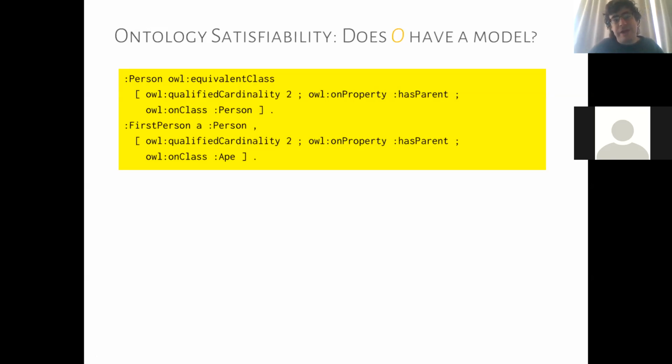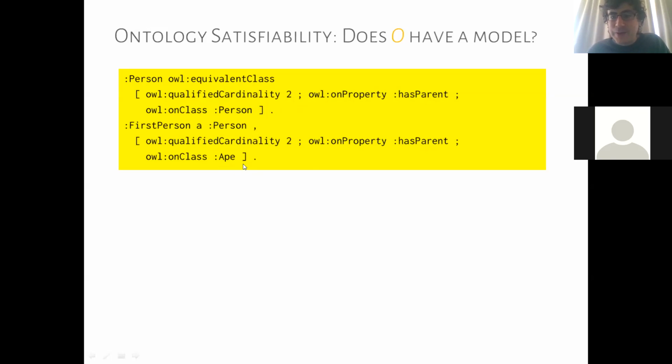So we have two definitions here, for example. We don't have any data for the moment, but we just say that a person is equivalent to having two people on the property parent, and we say that first person is a person. Okay, so we have some data, and it is an element of the class that has two apes that are parent. So a person has two parents that are people. First person is a person. It has two parents that are apes.